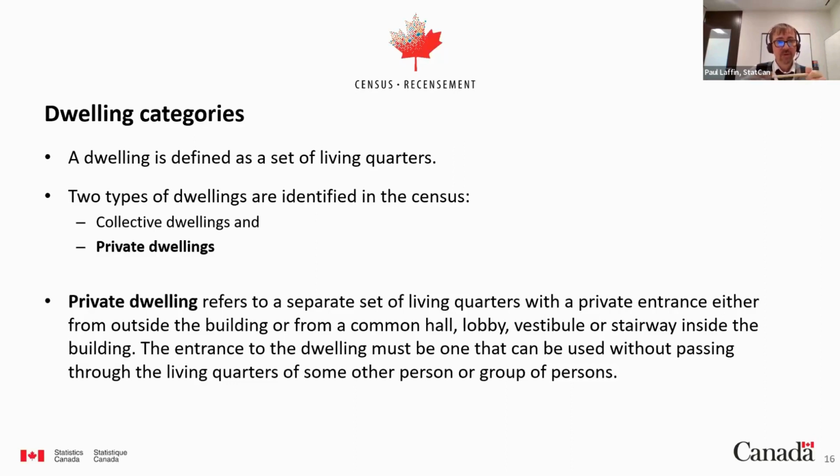The entrance, and this is the important part, the entrance to the dwelling must be one that can be used without passing through the living quarters of some other person or group of persons. The classic example that we always use is if, in order to get to your personal space that you may rent, say it's a room, you have to go through somebody's living room, then that is not a separate dwelling. You are in many cases a boarder, or you're renting a room in that place, but it's part of one single private dwelling, because you have to pass through that living room, someone else's private space.